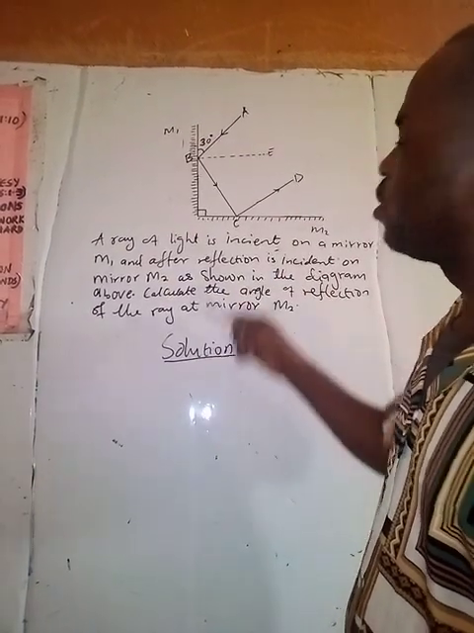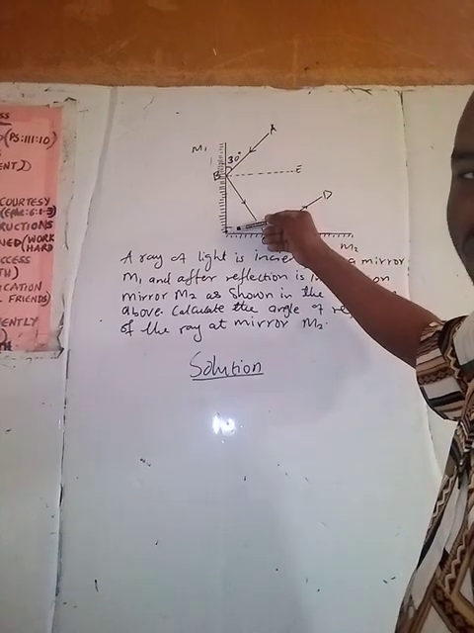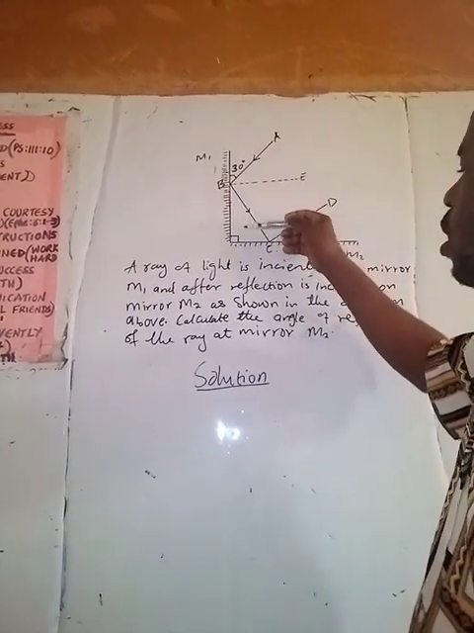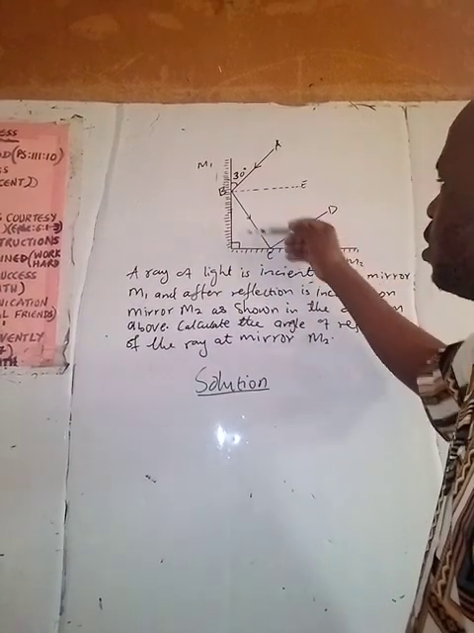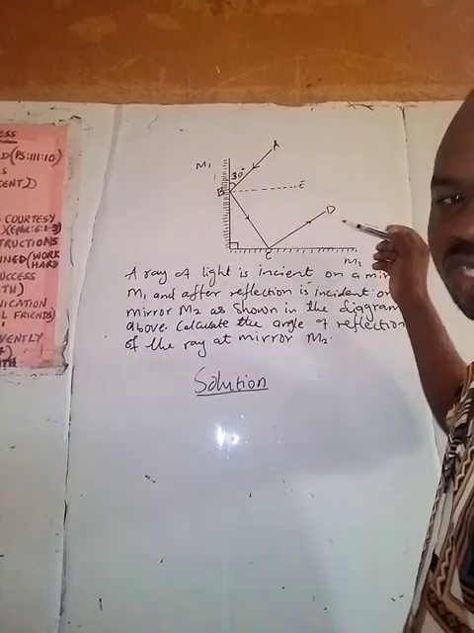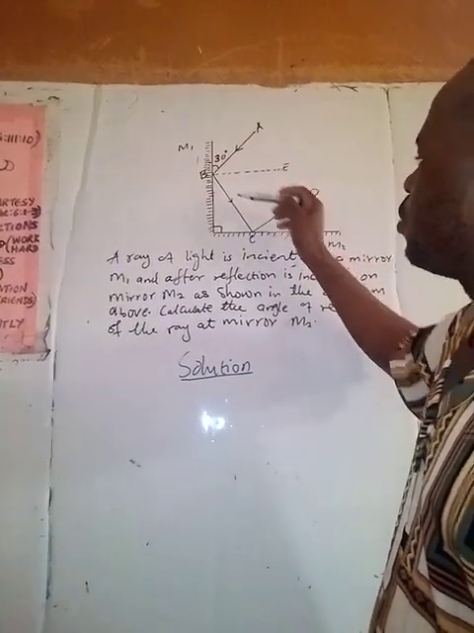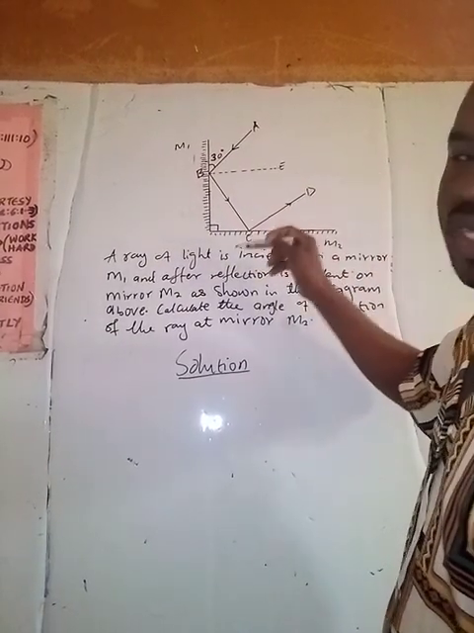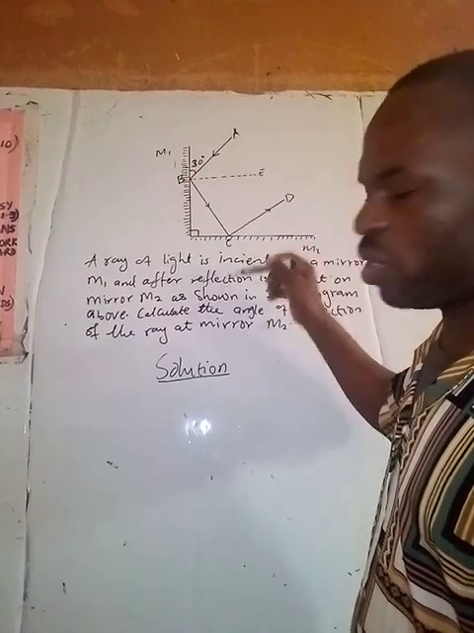What is M2? From the diagram, we have mirror 1. There's a mirror that is positioned vertically, and there's another mirror that is positioned horizontally. And the two mirrors are perpendicular to each other, making an angle of 90 degrees between them. So this is mirror 1 and this is mirror 2. And the question says we should find the angle of reflection at the second mirror.